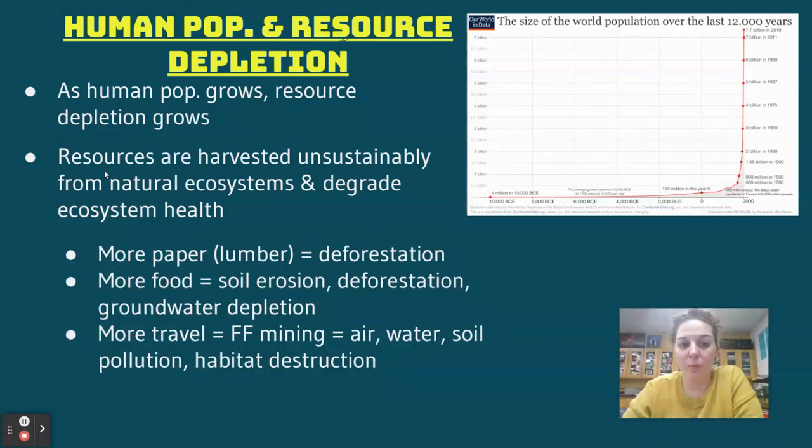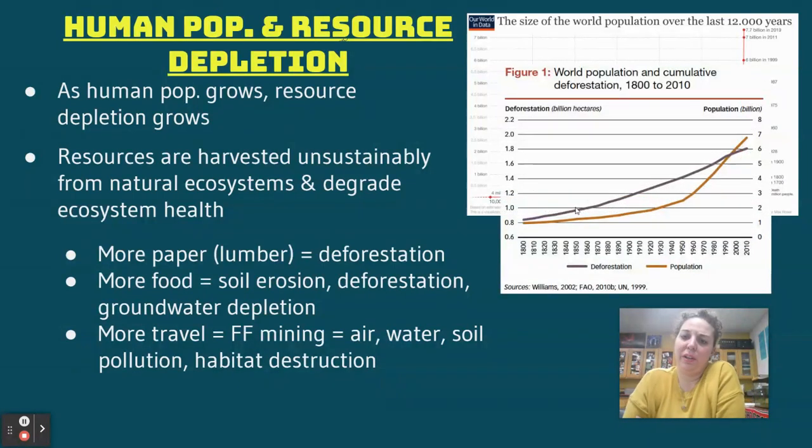So whenever we need resources, that could be paper. That's going to lead to deforestation from the lumber. If we need more food, that's going to lead to things like soil erosion, deforestation to plant more crops, and groundwater depletion, because we're pulling way more water out to be able to water our crops. More travel, as people are starting to travel more and more, we have to have the fuel to run however we're traveling, whether we're flying or driving or whatever. So that's going to equal more fossil fuel mining, which is going to equal air, water, soil pollution, and habitat destruction, even to build things like highways or airports.